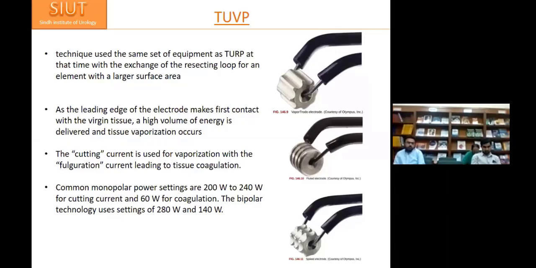Coming to transurethral vaporization of the prostate, this technique used the same set of equipment as TURP at that time, with the exchange of a resecting loop for an element with a larger surface area. As the leading edge of the electrode makes first contact with the virgin tissues, a high volume of energy is delivered and leads to tissue vaporization. The cutting current is used for vaporization, with the fulguration current leading to tissue coagulation. Common monopolar power settings are 200 to 240 watts for cutting current and 60 watts for coagulation. The bipolar technology uses settings of 280 watts and 140 watts.